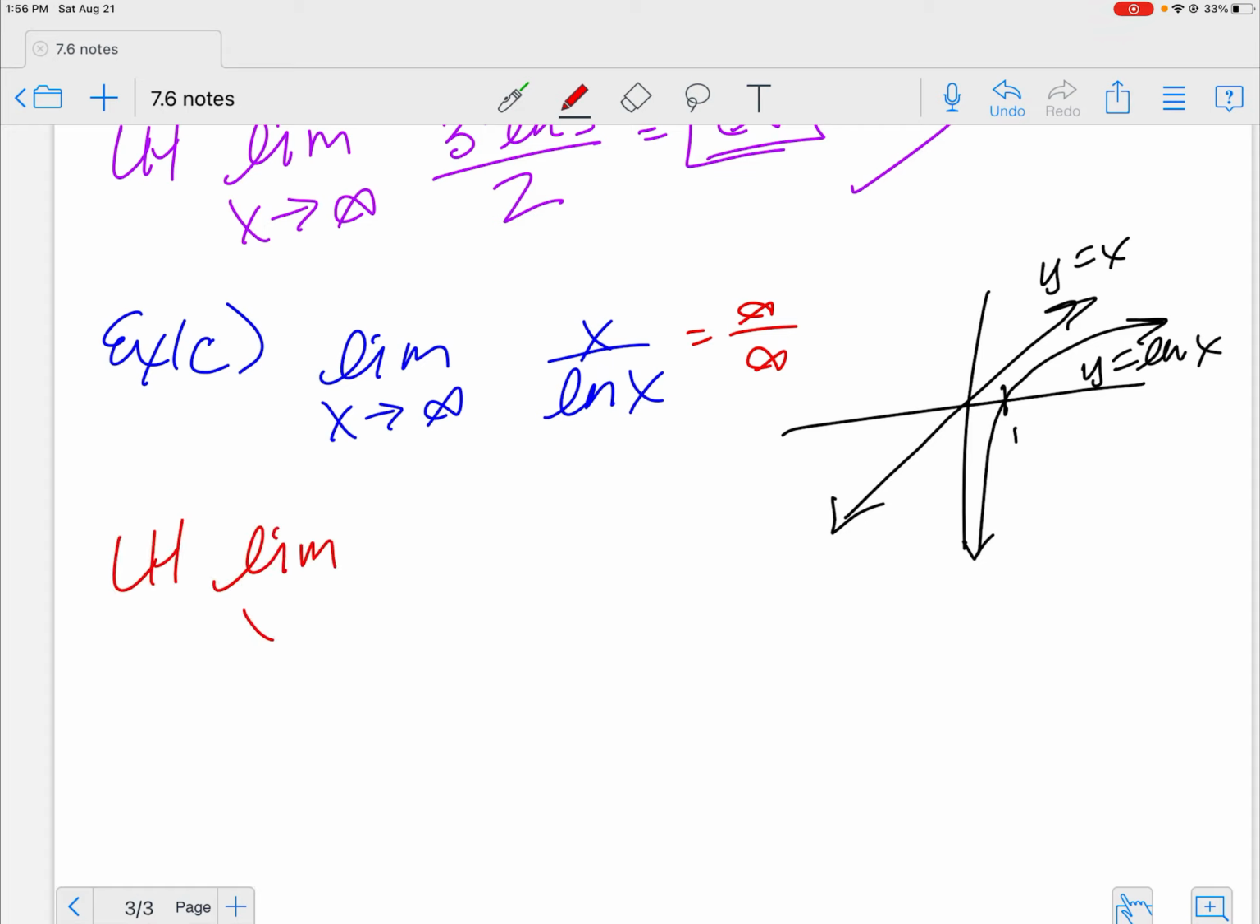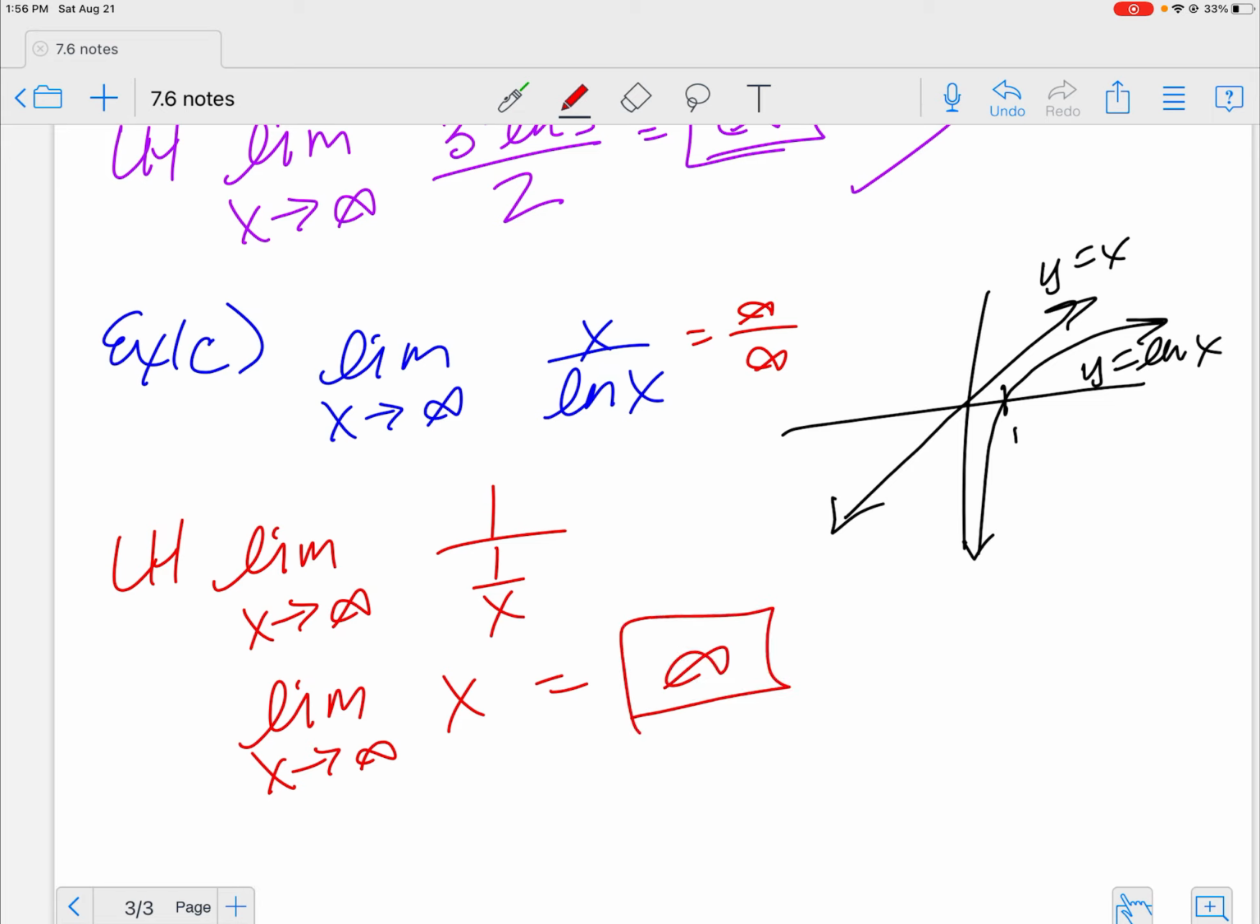But if you do L'Hopital, then you would get 1 over 1 over x. Clean that up. And the limit as x approaches infinity of x gets to infinity. And I'm okay if you put that there first because the top is obviously getting there faster than the bottom. But again, just to prove it, to make sure you understand what's going on, then that's fine.